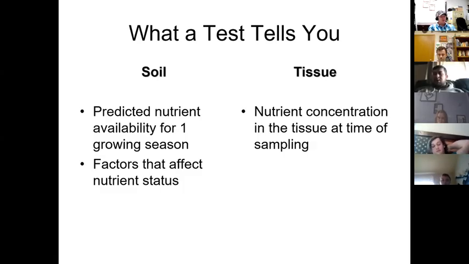Now with the soil, really its intention is to predict nutrient availability for one growing season. But there's a lot of factors that could come into play with that. We'll get into some of that in a little bit. With the tissue, it's at a point in time. And so we can't take a tissue sample on a Monday and expect that by Friday it's going to be exactly the same. It's not. And so we're just looking at a specific snapshot in time with the tissue.